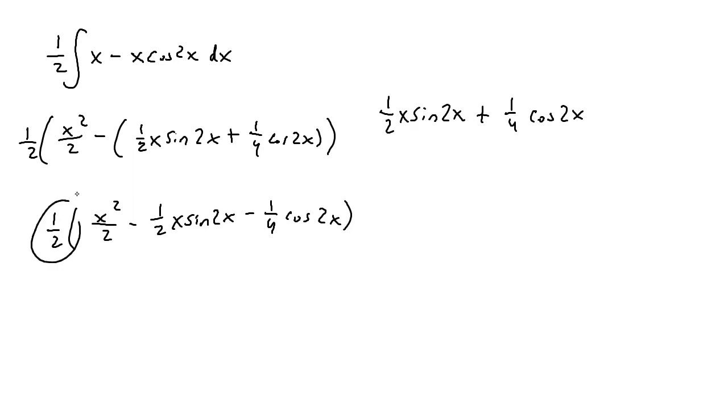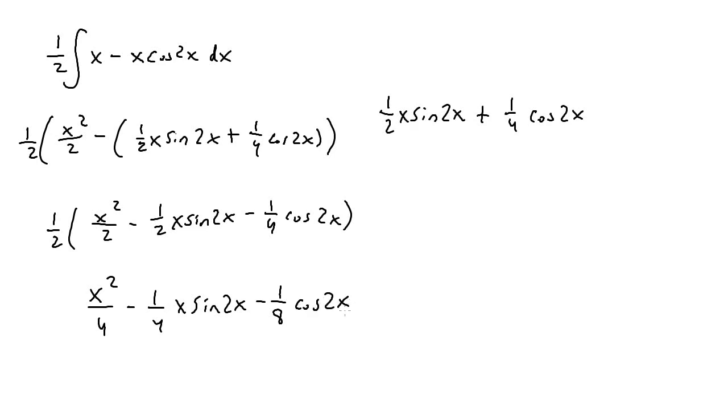I can also go ahead and distribute the 1/2. So we have x squared over 4 minus 1/4 x times sine of 2x, and then minus 1/8 times cosine of 2x. And since this is an indefinite integral, I need to add the plus C, and that's the final answer.